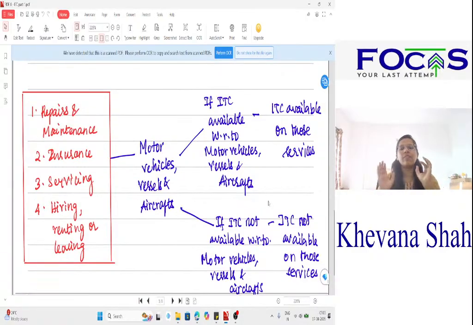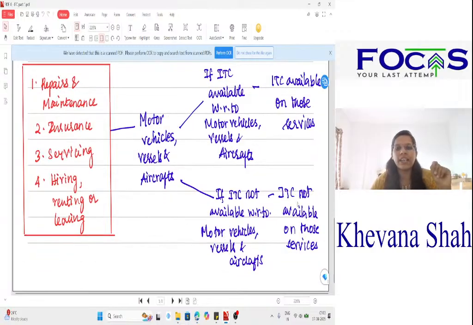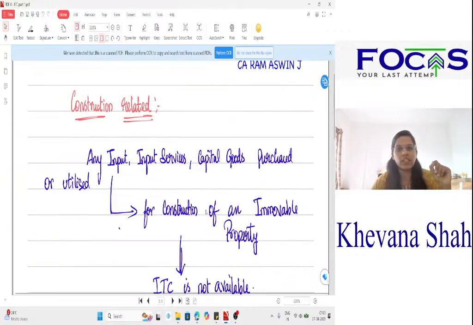Then if you have any repairs and maintenance, insurance, servicing, hiring, renting or leasing, if you have any of these services related to your motor vehicles, vessels and aircrafts, then in that case, if the ITC is available with respect to these motor vehicles, vessels and aircrafts, in those cases the ITC will be available on these services also. And if ITC is not available with respect to these motor vehicles, vessels and aircrafts, then ITC will not be available on these services also.